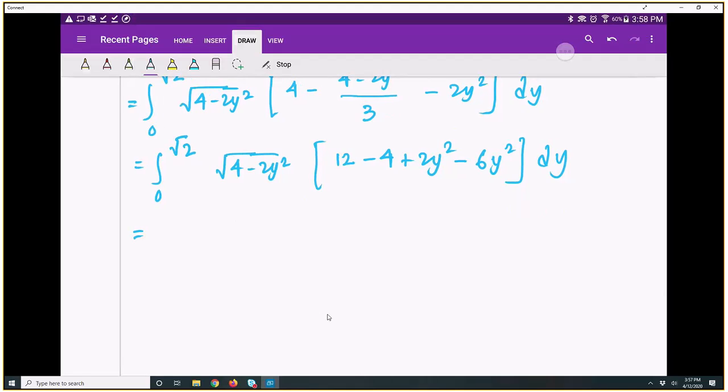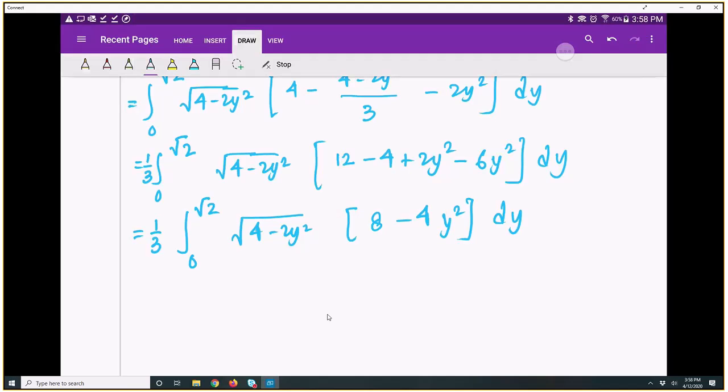which is equal to, and I can bring this constant 1/3 outside, so that is equal to 1/3 times the integral from 0 to square root of 2 of square root of 4 minus 2y squared. Let's simplify the inside. 12 minus 4 is 8, 2 minus 6 is minus 4, so it's minus 4y squared. And then I see that I can factor out a 2 out of these terms. Actually, I can factor out 4, and let's go ahead and do the factorings.